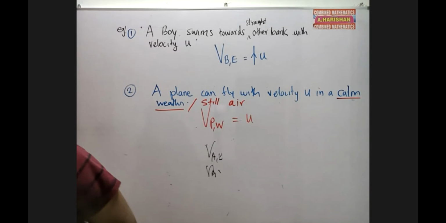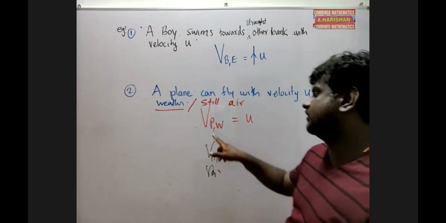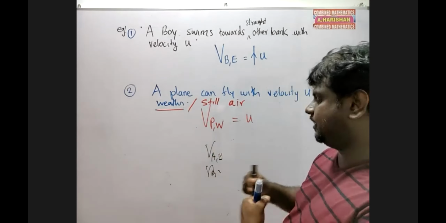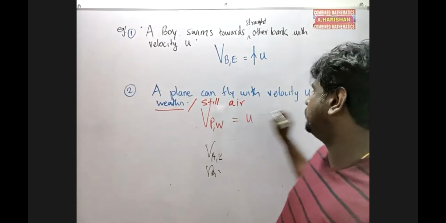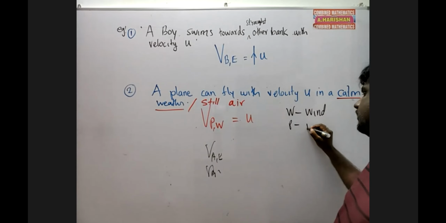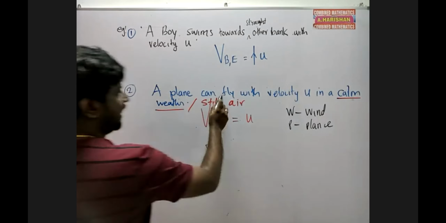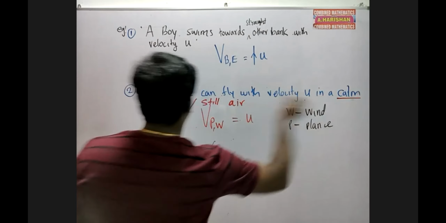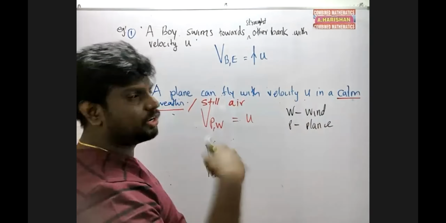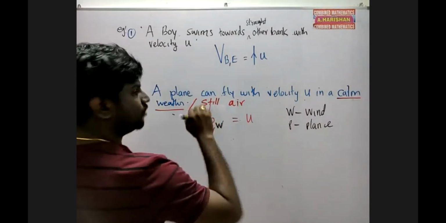VPW, then you didn't understand. If you don't understand, then what about others? VPW means velocity of the plane according to the wind. Here, W is wind, P is plane. Now understood? So a plane can fly with a velocity u in calm weather, meaning according to the wind. Wind doesn't move. That is according to the wind. Wind is stopped like that.